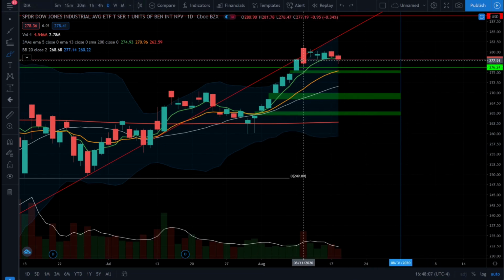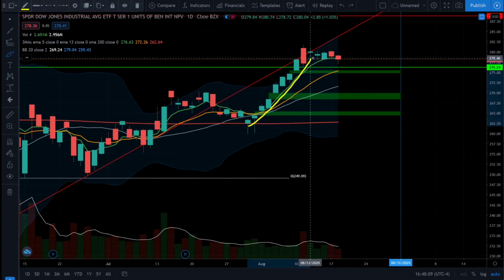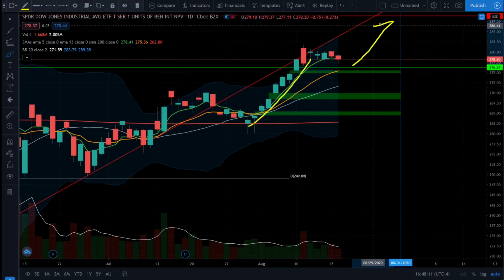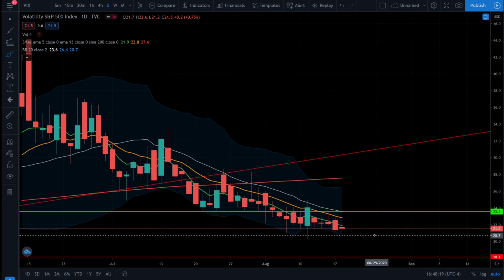I expect to see it continue to consolidate after this monster of a move, and then ultimately continue to head higher. Now going over to the VIX, we see something which is a little bit of a divergence. We actually saw the VIX close higher today, while the S&P 500 also closed higher. And if you remember me saying, we want to see the VIX go lower as the S&P 500 goes higher.